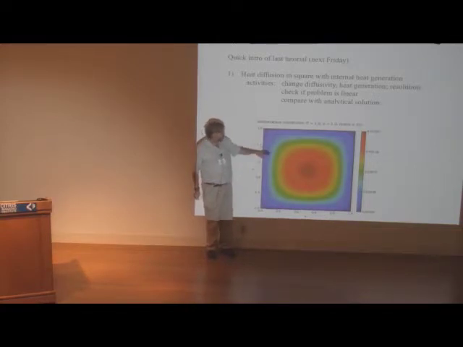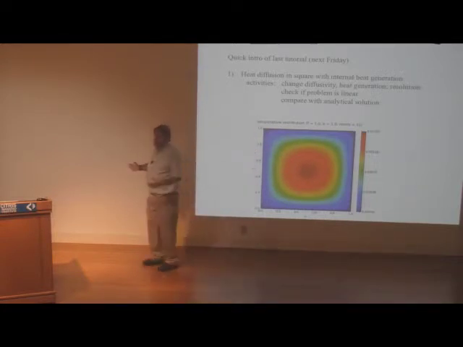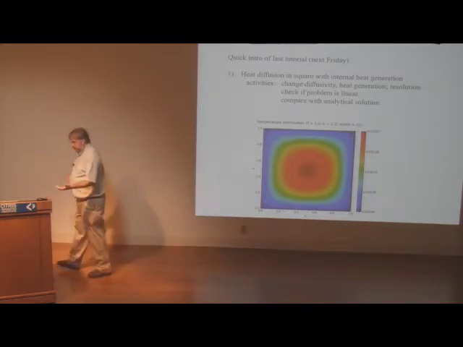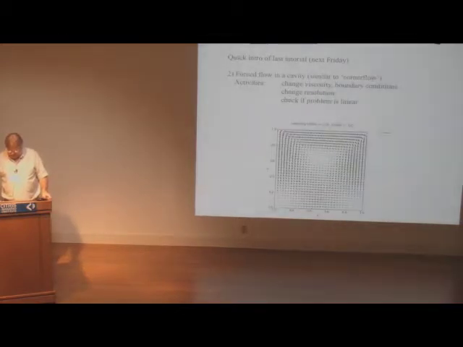So a few things that you can do with this. This is a simple solution to the problem where there is high temperature in the inside, cold on the outside. There's a few activities you can do. Change the diffusion or conductivity, change the heat production, see what happens. Check whether the problem is linear, meaning whether the differential equation is linear. If you change two parameters in a particular way, do you get the same solution? So those are some things to play with.